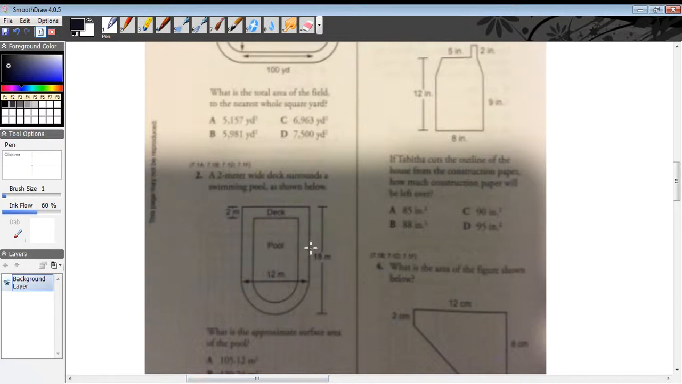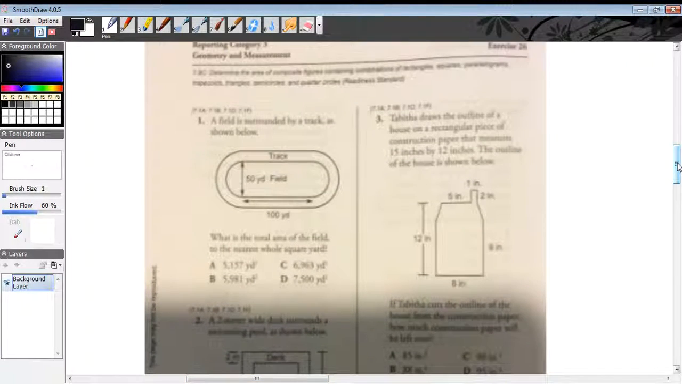So the first problem, what is the total area of the field to the nearest whole square yard? Okay, so it's not including the tracks. What that means is this here, this field. Now one thing you'll notice is there's a semicircle here, half of a circle, and then there's another half circle here. And if we put those two halves of circle together, we'll get a full circle. So basically the field is just one circle and then the rectangle.